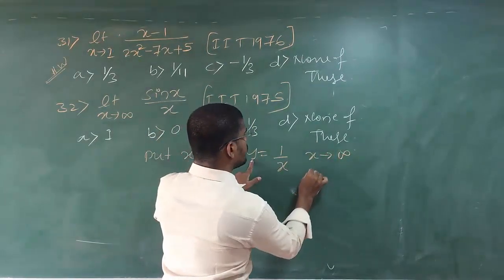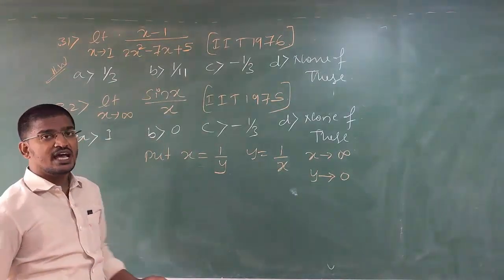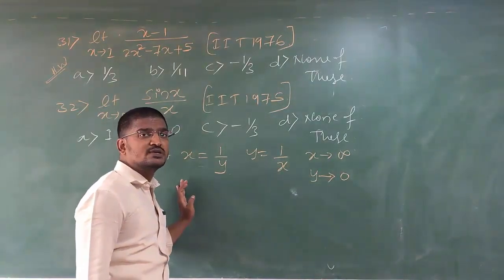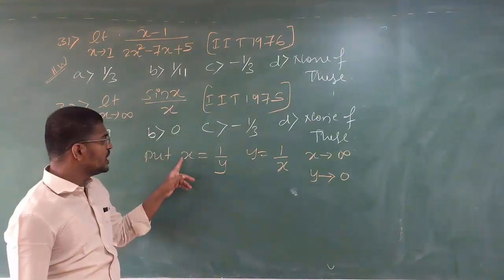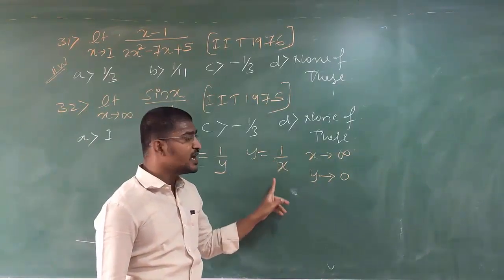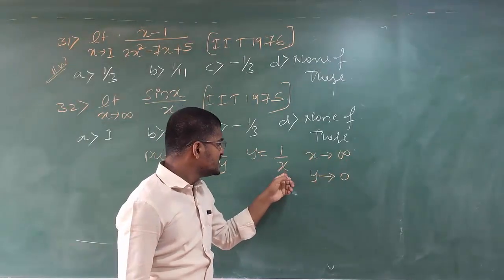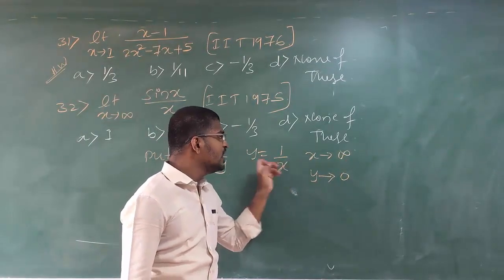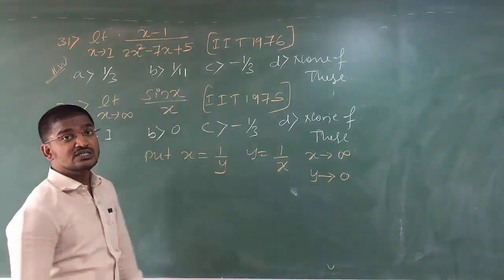Infinity. Y will go where? 0. By substitution, as I discussed in previous class, but while substituting, you have to look at all these 3 points. What you are substituting? X as 1 by y. Y will be equal to 1 by x. X is going to infinity. If x is infinity, then y will be 0. As x tends to infinity, y tends to 0.